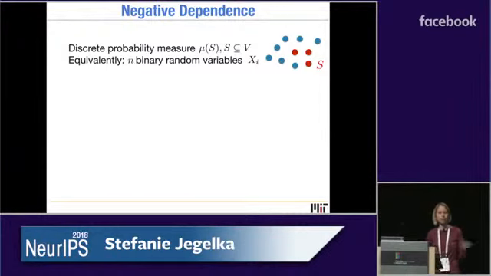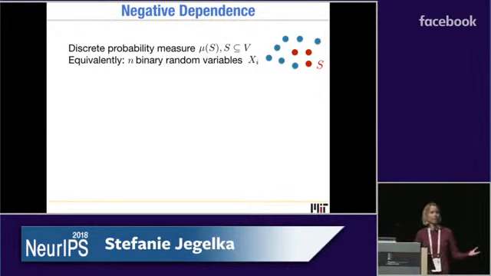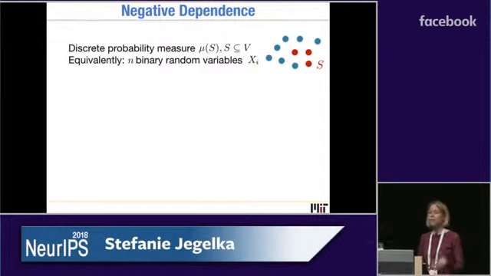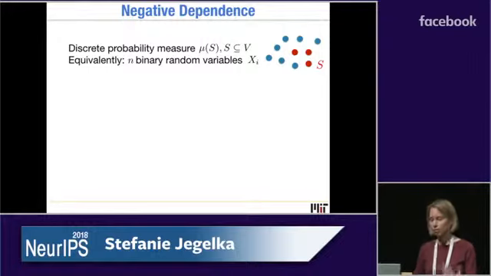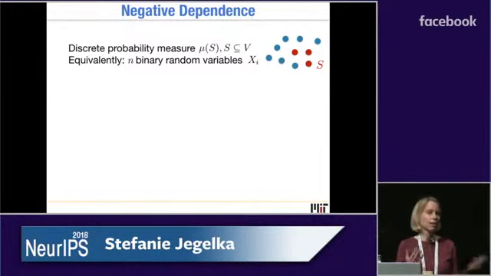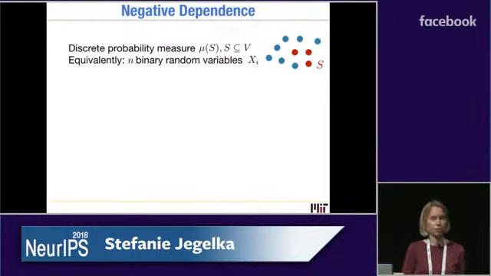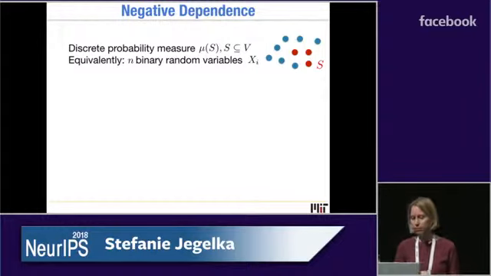That means we have n binary random variables, xi, or equivalently, we have n items, and we are seeing random subsets of these items. The xi variables are just the indicator variables. So if item i is present, then xi is 1. So these are our binary variables. Now, what is negative dependence?